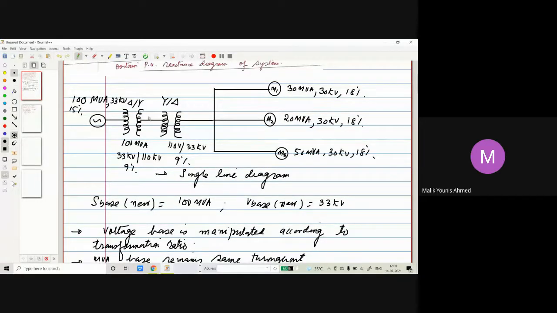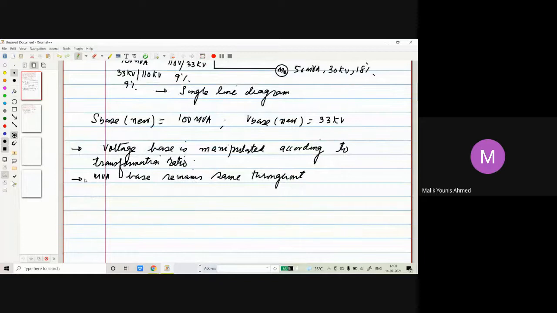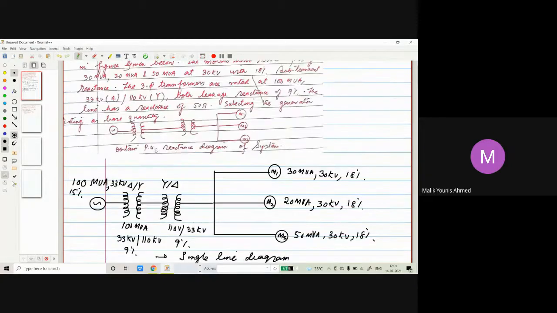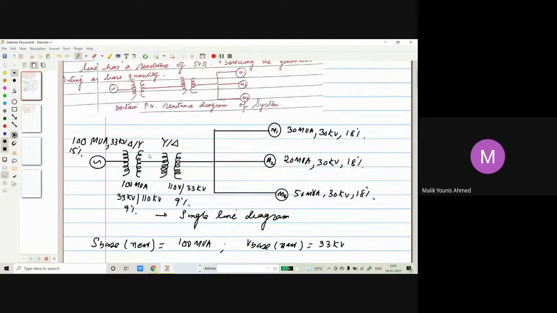Now from the primary, after the first transformer, there is a transmission line. So how do we have to manipulate the voltage base? I think we have not written the line reactance yet. The line has a reactance of 50 ohms. It is given for this, you can see. So here we can also put this data. This is J50 ohms for the transmission line.